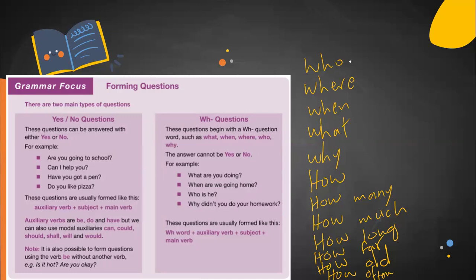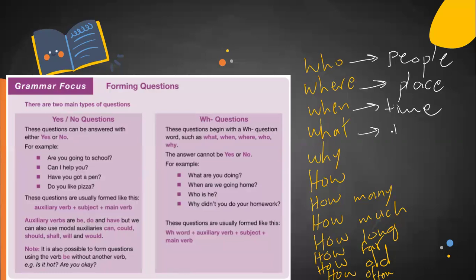Who is used to ask about people. Like, who is your best friend? My best friend is Khadija, or my best friend is Abdullah. Where is used to ask about places. Like, where are you from? We are from Oman. When is used to ask about time. Like, when do you get up? I get up at 4 o'clock. What is used to ask about objects or things.